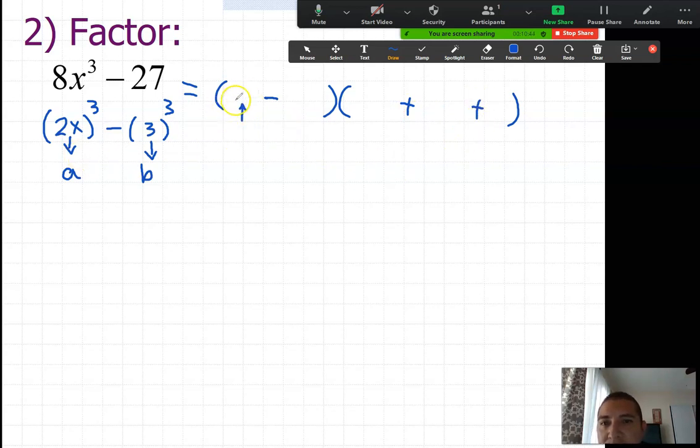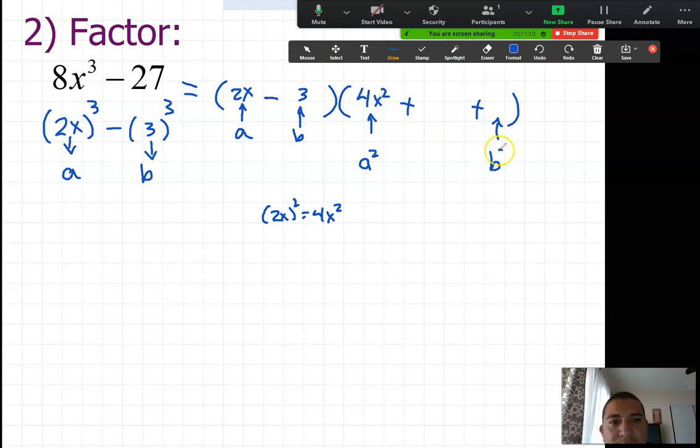To get this value, it is just the value of 2x, or take the cube root of this. This is a, and right here is going to be b, which is 3. Right here is going to be a squared. So take 2x and square it, which will be 4x to the power of 2. To get this one, it'll be b squared. B is 3. So if you square it, that will be 9. 3 times 3 is 9.